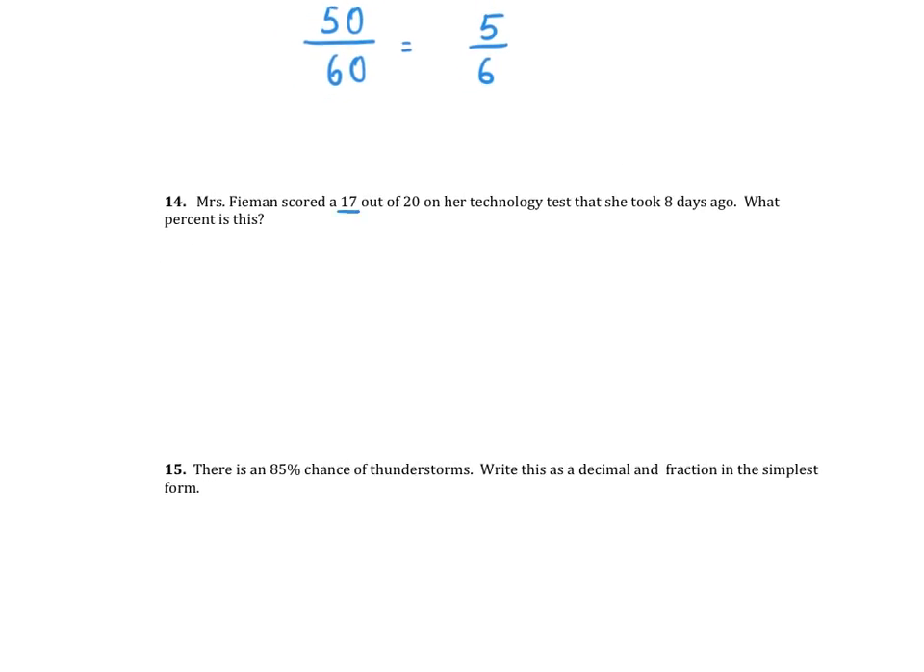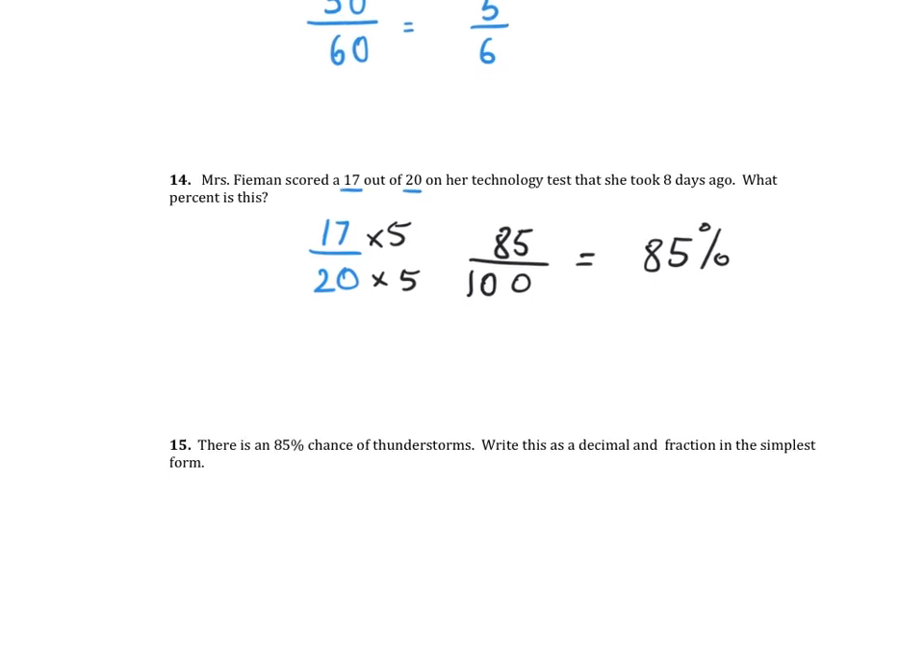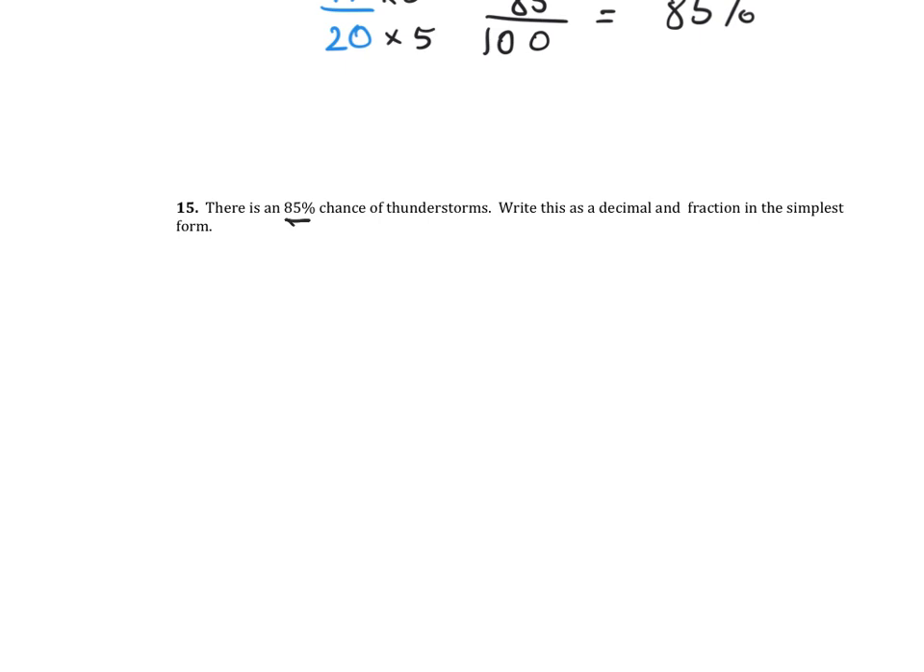If Mrs. Feynman scored 17 out of 20 on her technology test, what percent is that? I'm going to get my denominator to 100 here. So I'm going to multiply the top and the bottom both by 5. And I get 85 out of 100. Once it's out of 100, I know this is an 85%. There's an 85% chance of thunderstorms. Write this as a decimal and fraction. So I know it's 85 out of 100, which would be 85 hundredths.